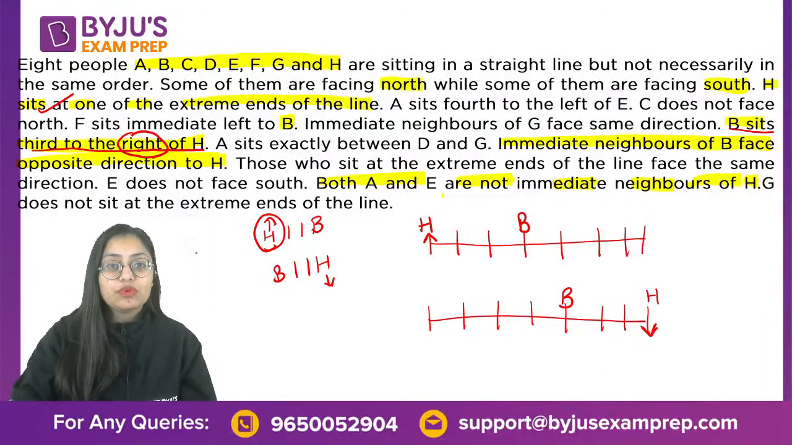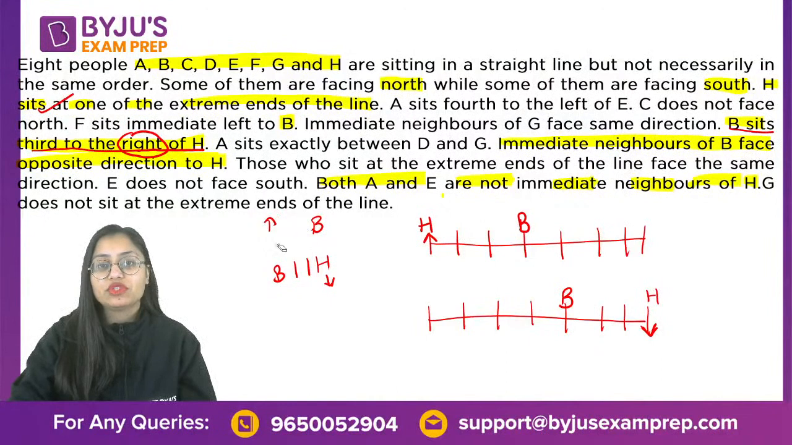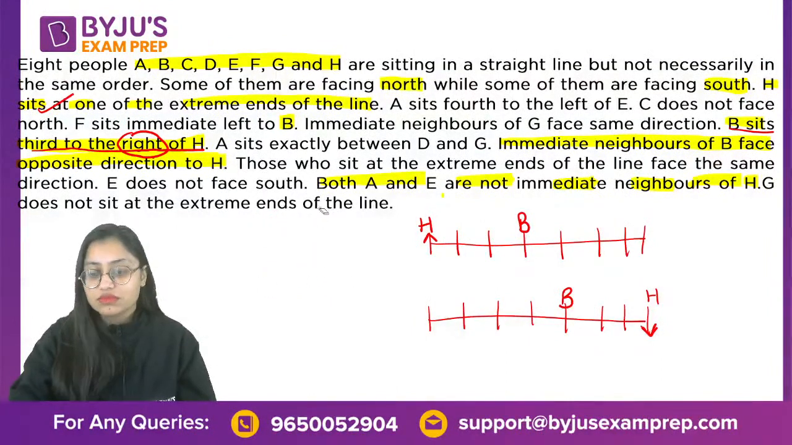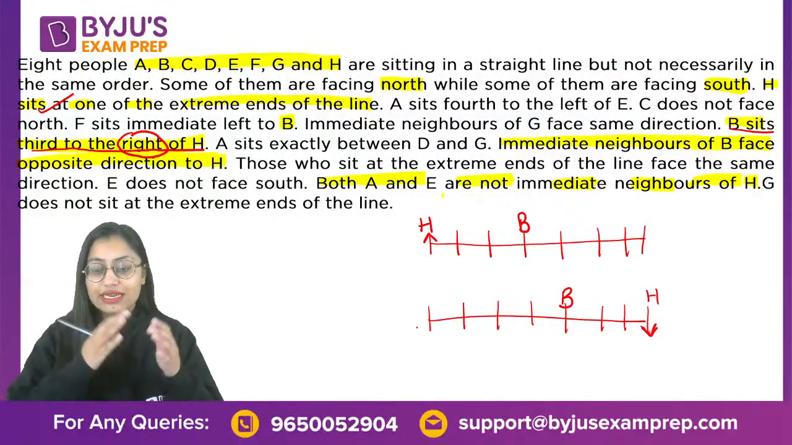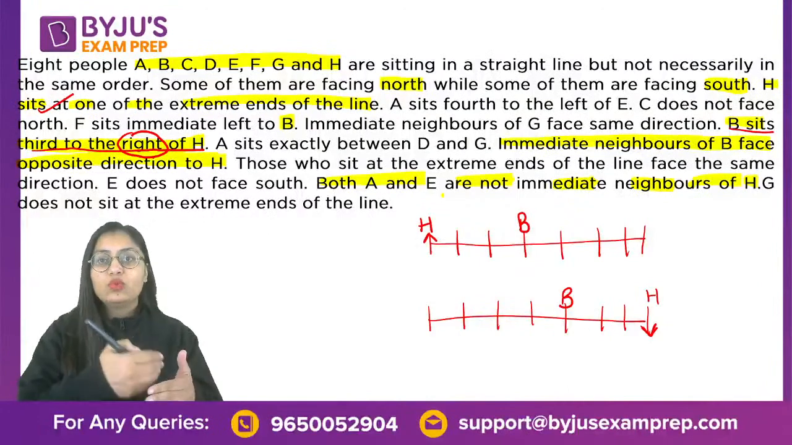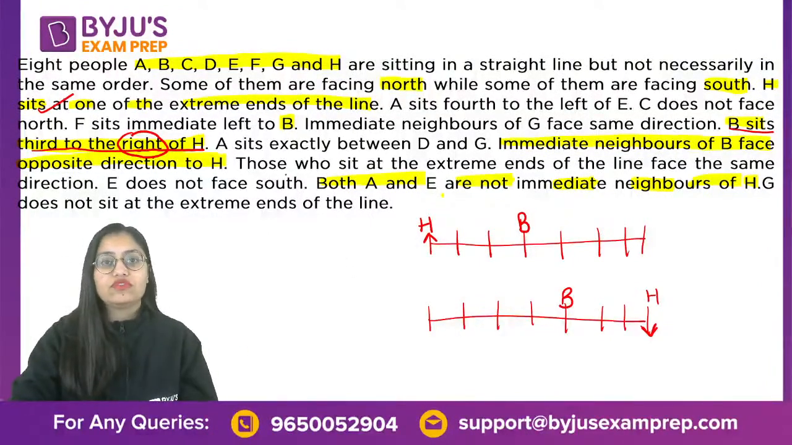Any explanation required for this? I hope this is clear. In these types of questions, it is the relative information that you have which is going to give you the next piece of information.